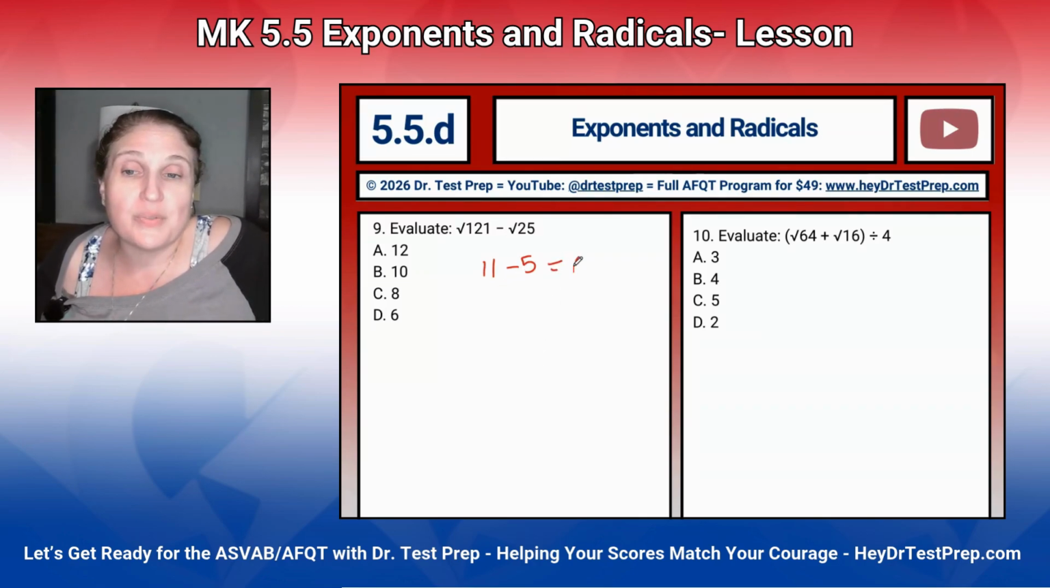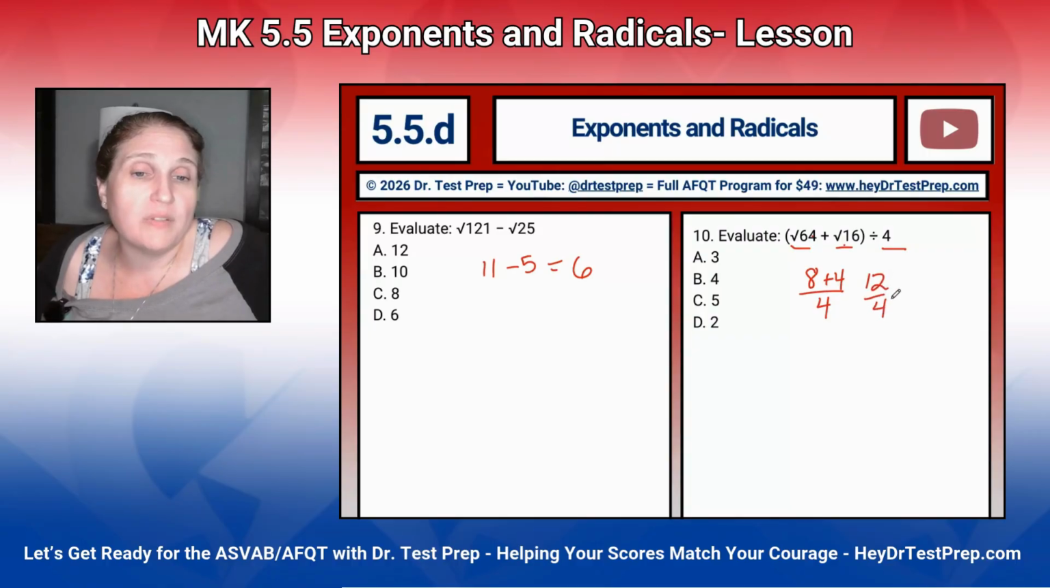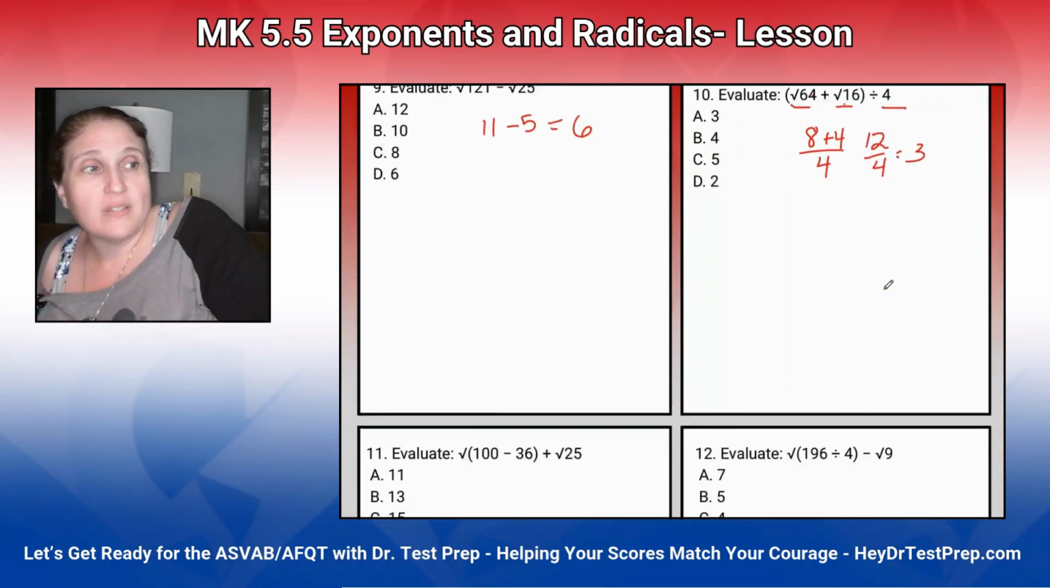That's why these square roots come out. Here we're doing each one of these firsts, and then we're dividing by 4. The square root of 64 is 8. The square root of 16 is 4. And all of that is divided by 4. 12 divided by 4 gives us 3.